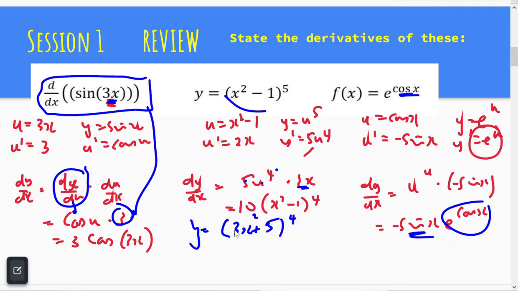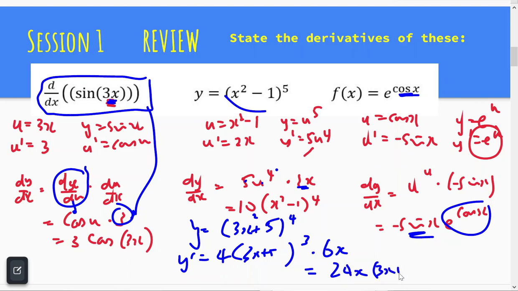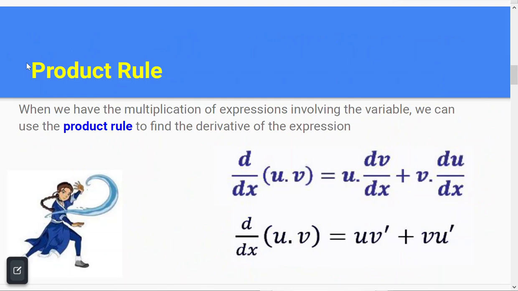For example, y equals (3x squared plus 5) to the power of 4, then y dash will be the derivative of the whole, which is 4, times that bracket to the power of 3, times the derivative of the inside, which is 6x, which is going to give 24x(3x squared plus 5) to the power of 3. This abbreviated form of the chain rule is what I'm going to use in today's session. And today's session is brought to you by the product rule and the quotient rule.